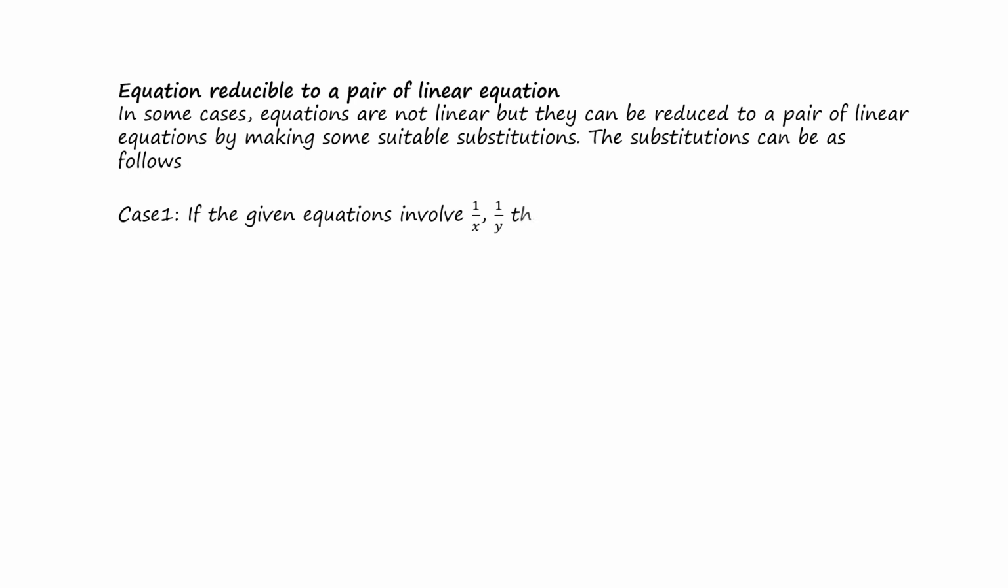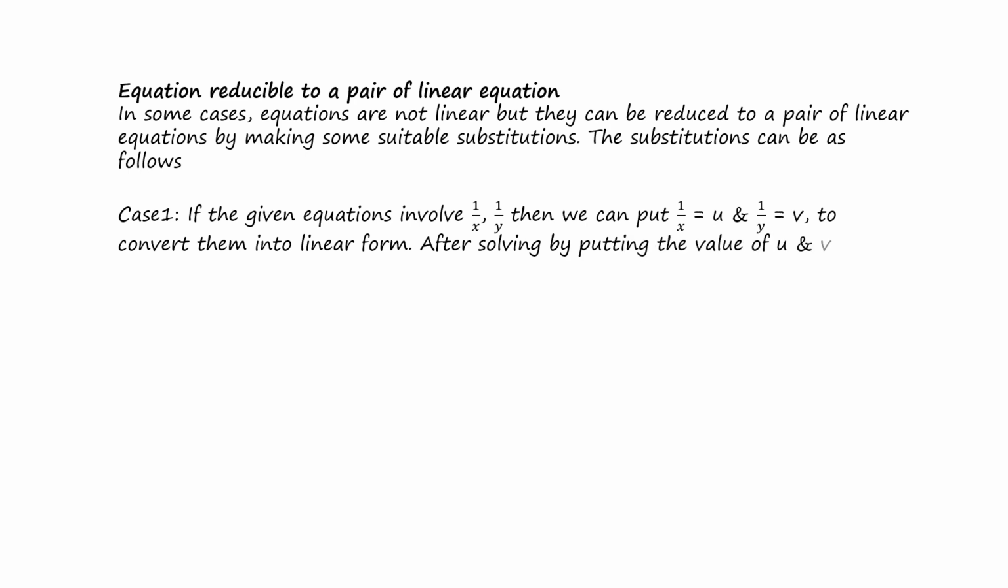Case 1. If the given equation involves 1 by x and 1 by y, then we can put 1 by x equals u and 1 by y equals v to convert them into a linear form. After solving, we will get the values of u and v, and by putting the values of u and v in the above equation, we can get the values of x and y.